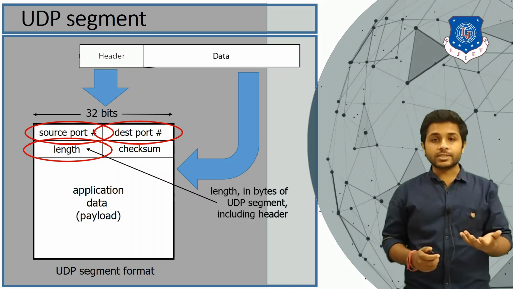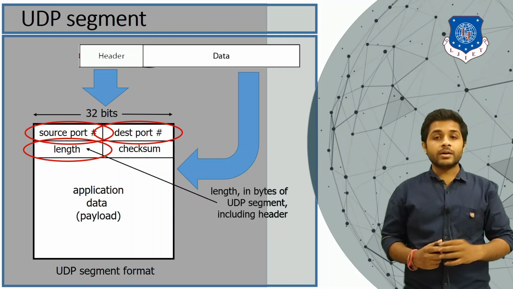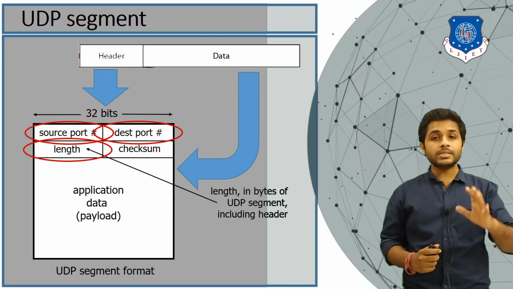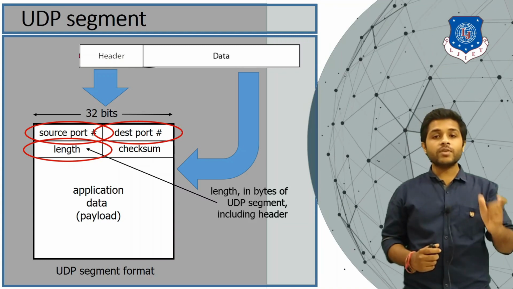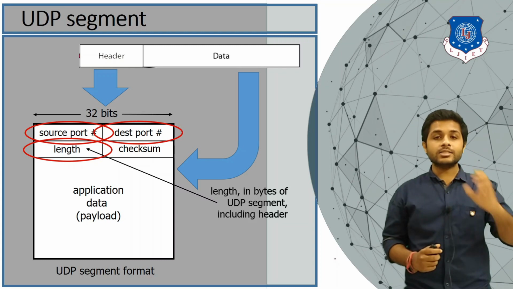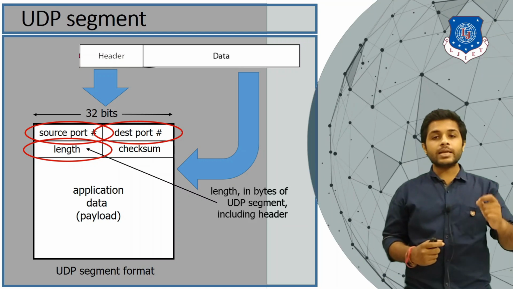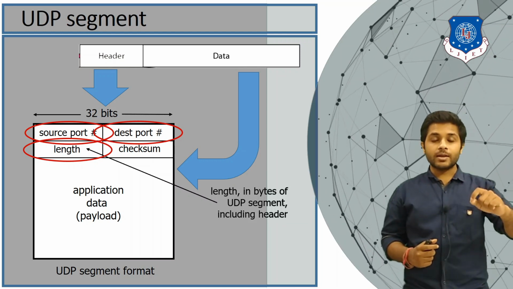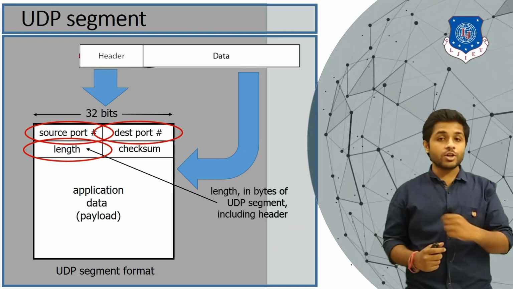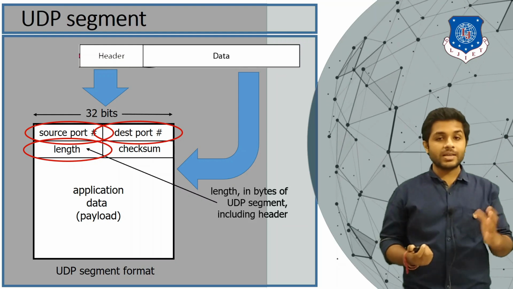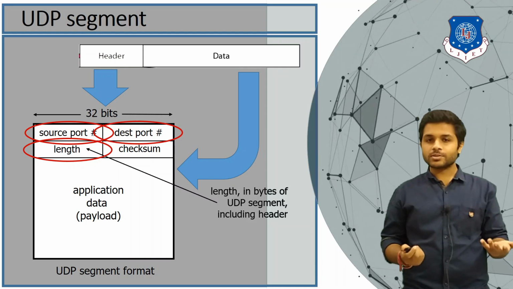The next field is the checksum. This field is used for error detection. All the fields in the UDP segment will be added, and after that we will take the complement of that. That complement number will be added in the checksum field and this segment will be sent to the receiver. When the receiver receives this segment, it will add all the fields in the segment and again take the complement. If the complement number is all zeros, it means that there is no error. But if it is not zero, it means that there is some error. This is how checksum works, right?